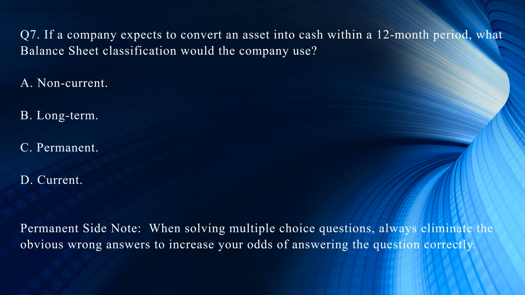Remember, when solving the multiple choice questions, always eliminate the obvious wrong answers to increase your odds of answering the question correctly. So we have A, non-current. No, because we know that non-current means you're converting the asset in a period that's greater than 12 months, not within 12 months, right?